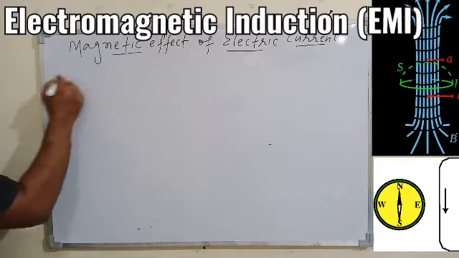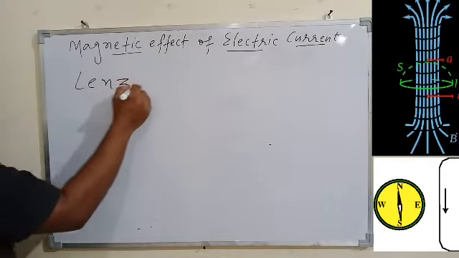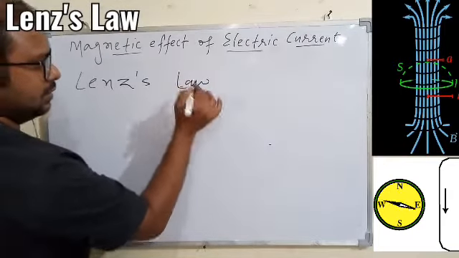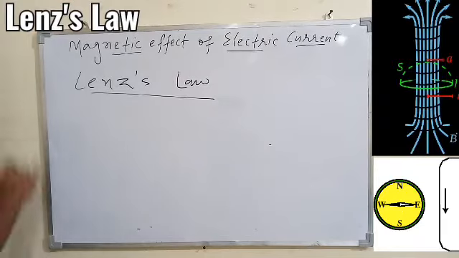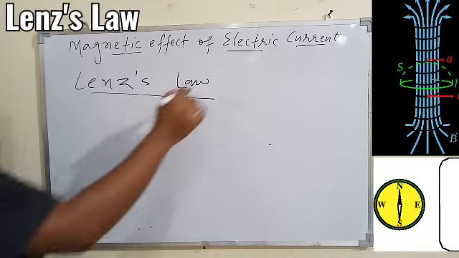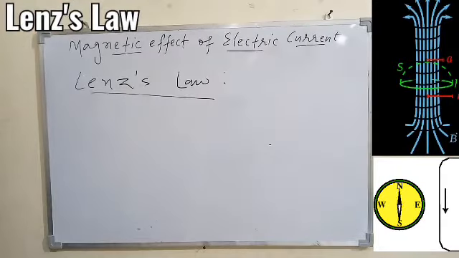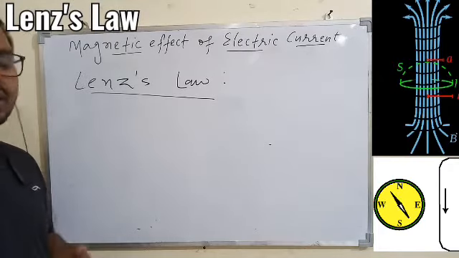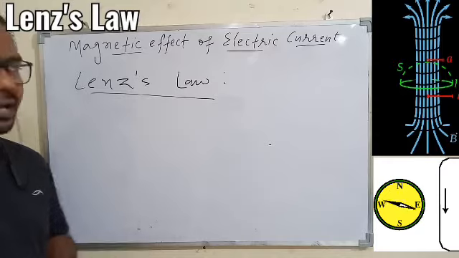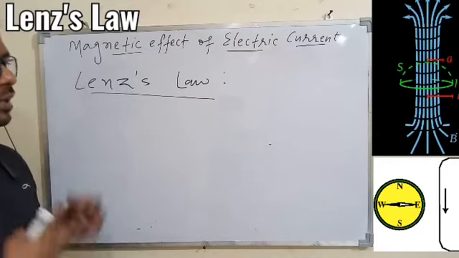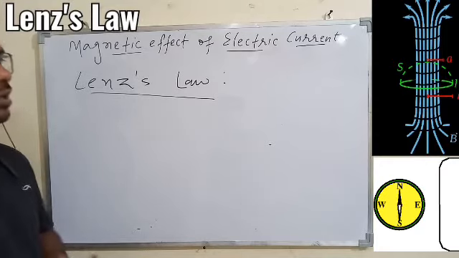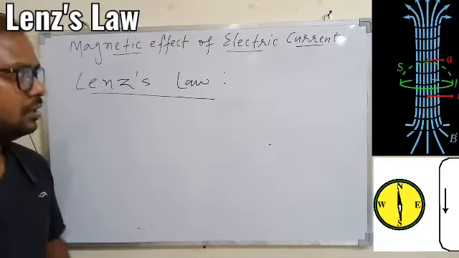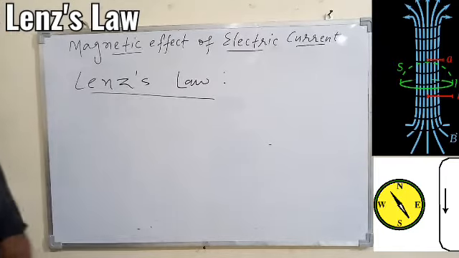Now we have the law called Lenz's law, named after the scientist. This will help us understand the direction of induced current. Meaning, if the current is induced in a particular coil because of the magnet or a change in the magnetic field, then in which direction will the current be induced? So we will again understand with the help of a coil and a magnet. I hope you will be able to understand the concept.